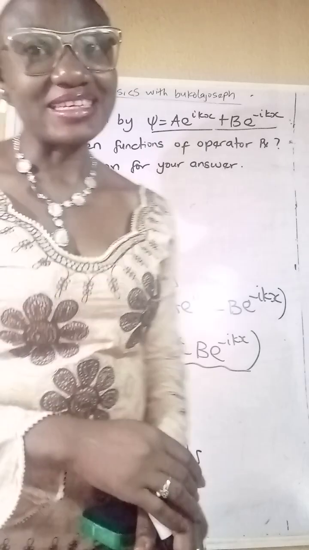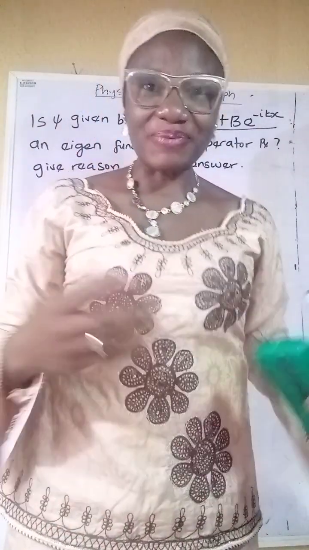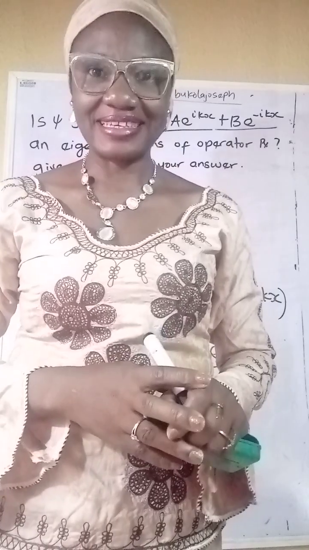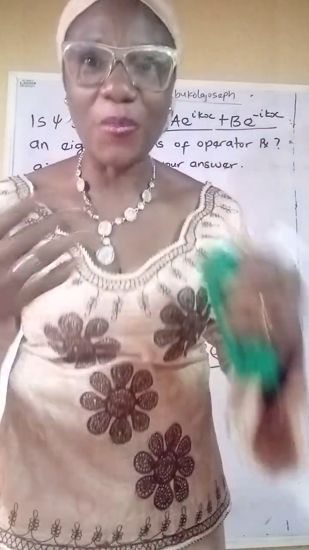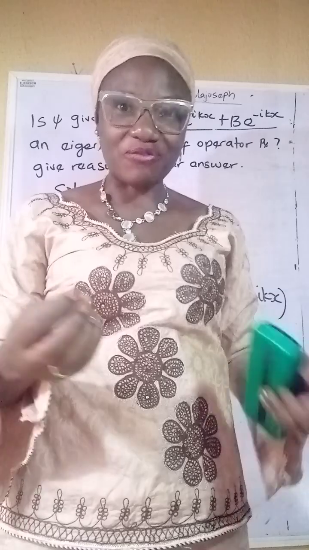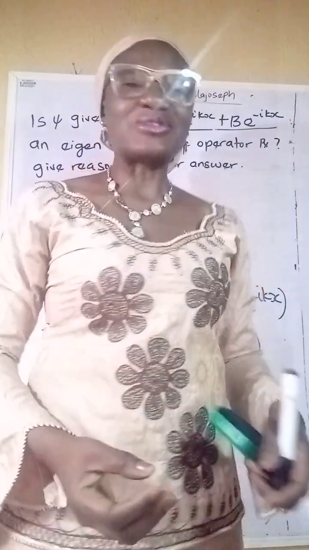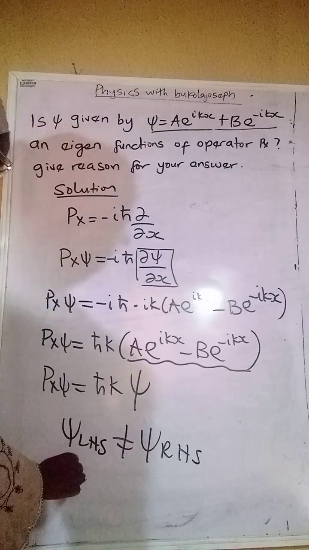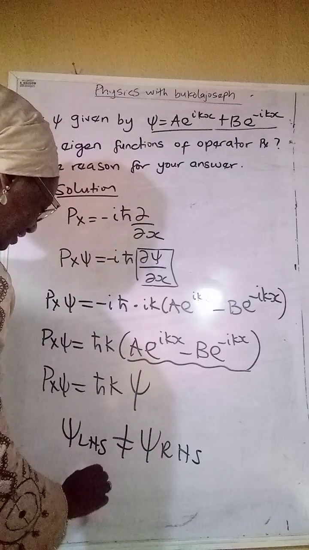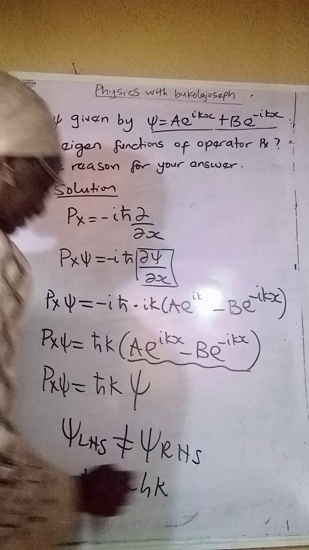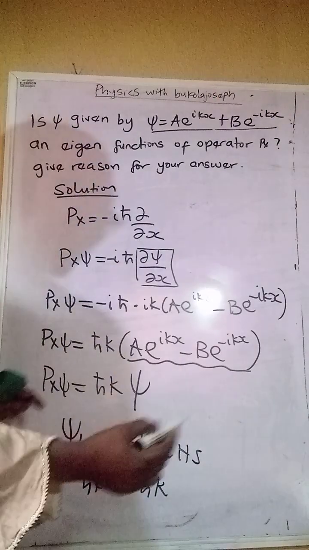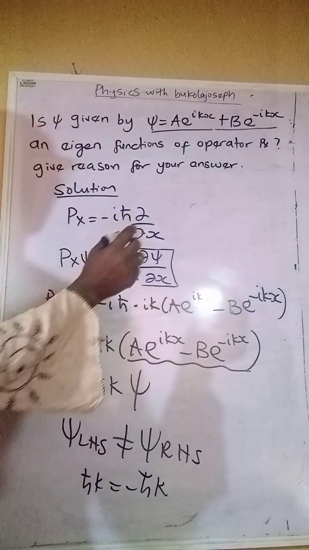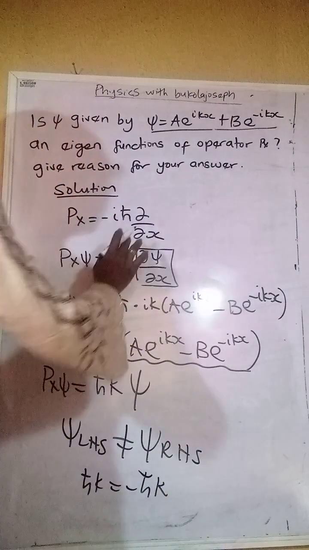Now this is because psi represents a superposition of momentum states with opposite momenta. Of course, you know that the plural of momentum is momenta. Since it's opposite momenta, it means this is going to be like hk equals minus hk. That's what it means. It's not hk equal to hk.